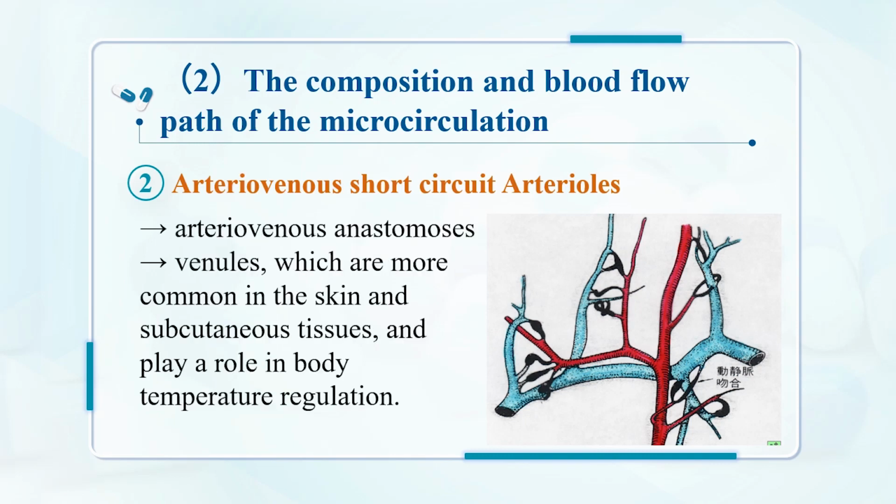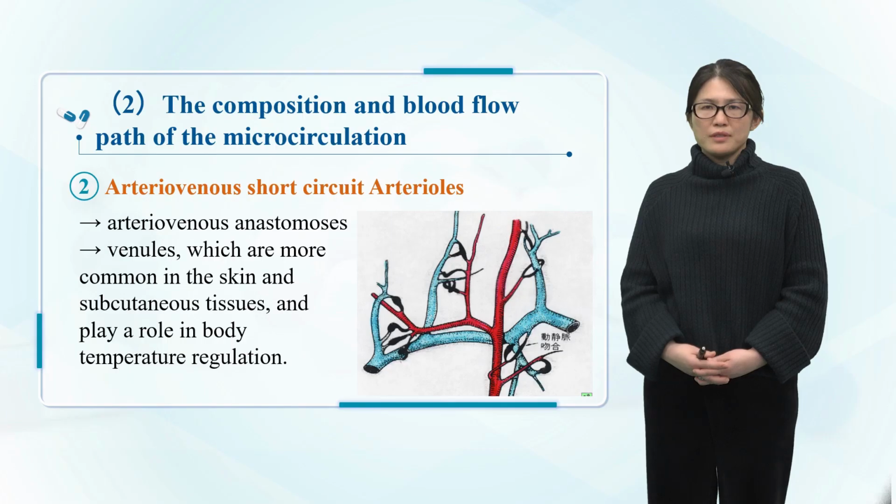2. Arteriovenous short circuit: arterioles, arteriovenous anastomosis, venules, which are more common in the skin and subcutaneous tissues and play a role in body temperature regulation.